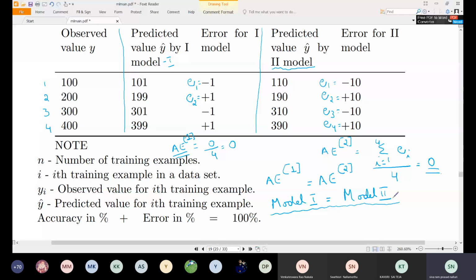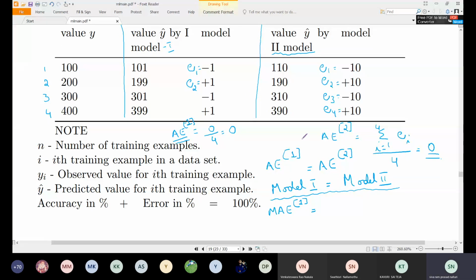So in our case, what is the mean absolute error for the first model? You have to take the absolute values of the errors. So 1, 2, 3, 4, that is 4 divided by 4, which is 1. Whereas for the second model, what is the mean absolute error?